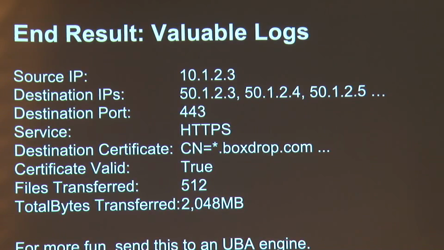But the end result is a valuable log that you can hand to the analyst, just this nice, perfectly packaged thing that says the source IP connected to these destination IPs over port 443 in this example. The service was HTTPS, so because it was HTTPS, Bro logged the destination certificate. And that's what we're correlating on. So we know that all of these connections were to boxdrop.com. And then Bro has the ability to verify whether a certificate is valid.